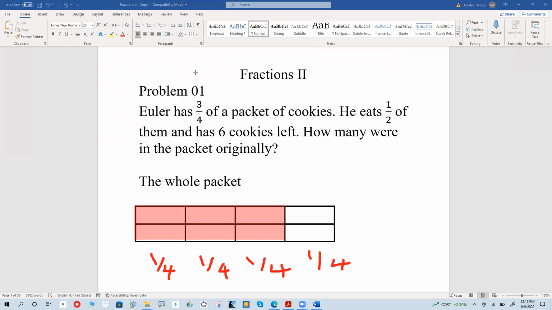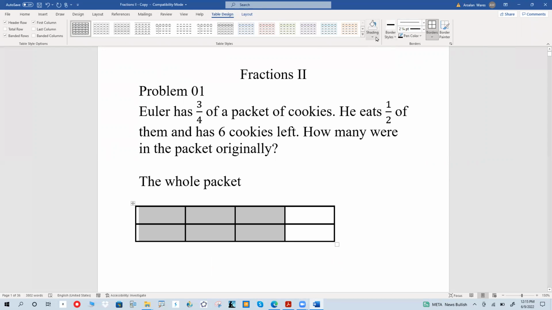Okay, so I'm going to go ahead and shade it. This is what he had. Okay, he didn't have the whole packet. The question says that. Now, what did he do? He eats half of them. So he eats half of this. Let's say he ate this many.